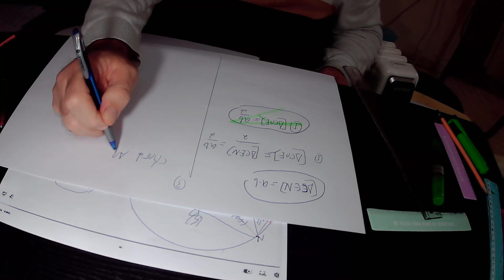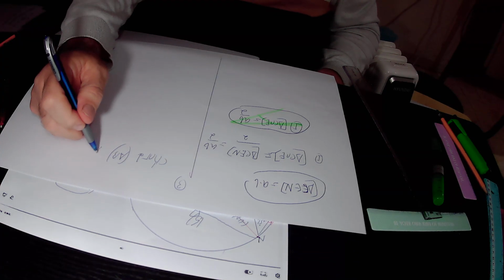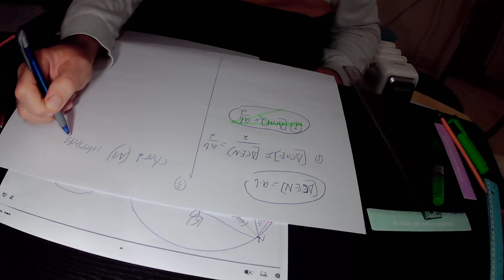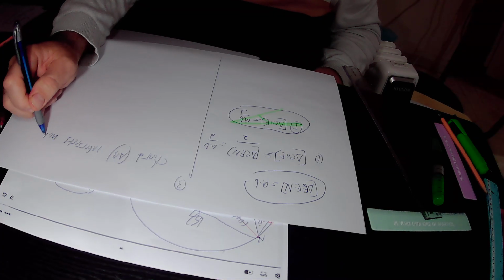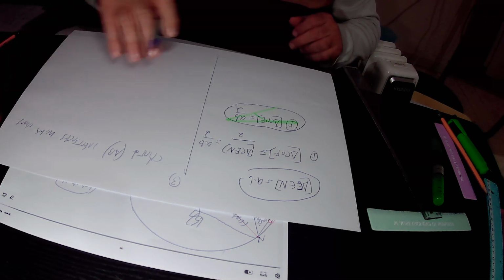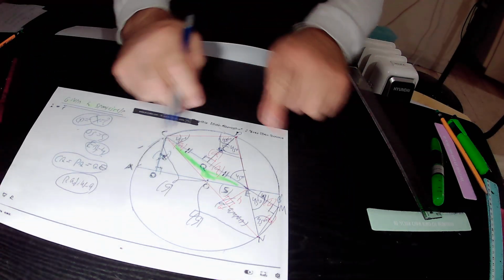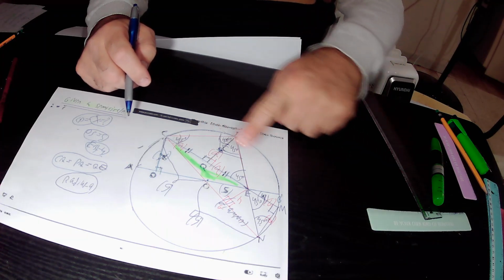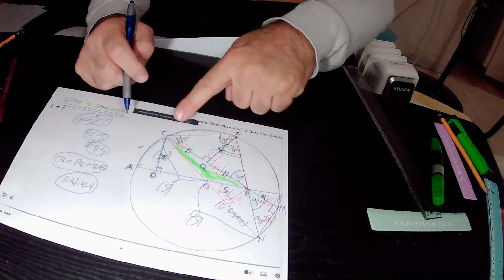Chord AB intersects with chord CM at point E.